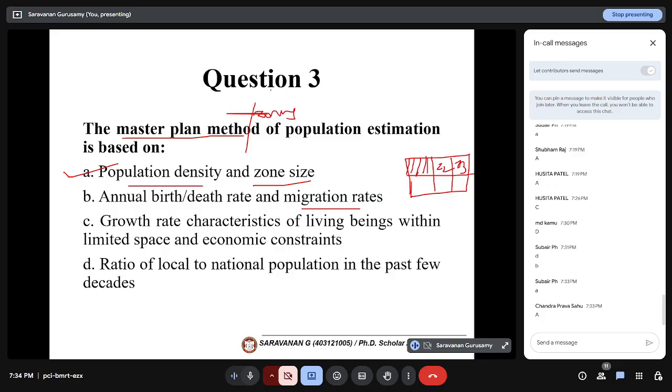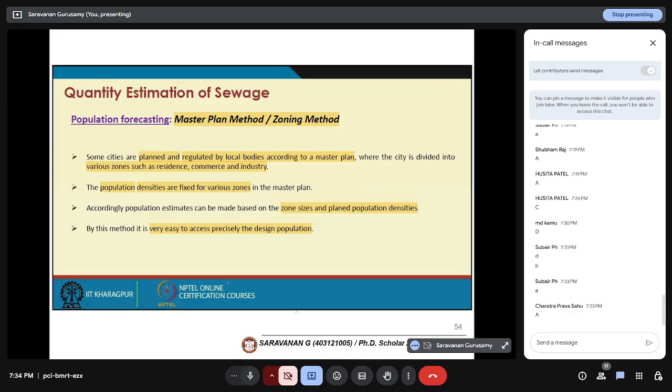Annual birth and death rates are required for the demographic method. Growth rate characteristics of a living being within a limited space means that is a logistic growth method, because we have a limited constraint. Ratio of local to national population, then it is a ratio method. Right, so the answer here is master plan or zoning method. Here we need to know the zoning size and population density.